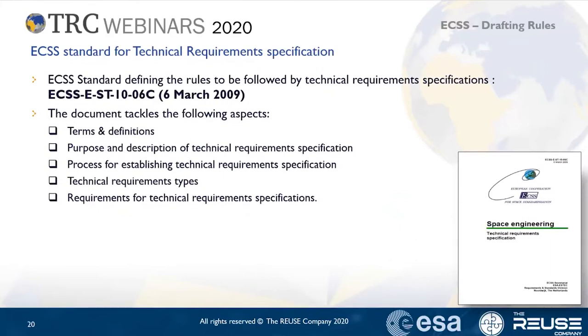I also mentioned yet a third document. This is the ECSS EST 10-06, which is not addressing the way to write standards or handbooks. It is addressing the requirements specification itself, including a process on how to manage requirements, including also a taxonomy of different types of requirements, and including some rules on how to write requirements.